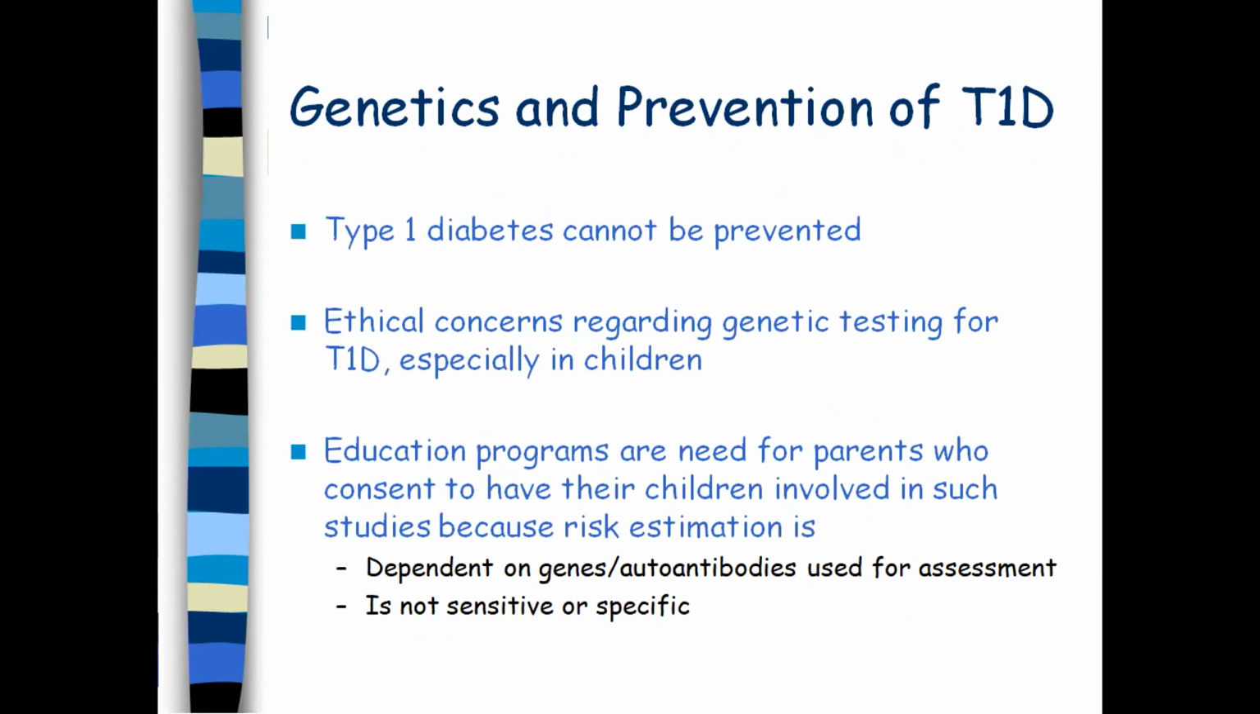So genetics and prevention of type 1 diabetes. Type 1 diabetes cannot be prevented because, as we all know, it is an autoimmune disorder. The prevalence or the severity may be reduced by giving some immunosuppressant drugs, because immunosuppressant drugs are mainly responsible for suppressing the T lymphocytes, and the immune response will be suppressed, and there will be no further degradation or destruction of beta cells. Education programs are needed for parents of children who are suffering from type 1 diabetes.